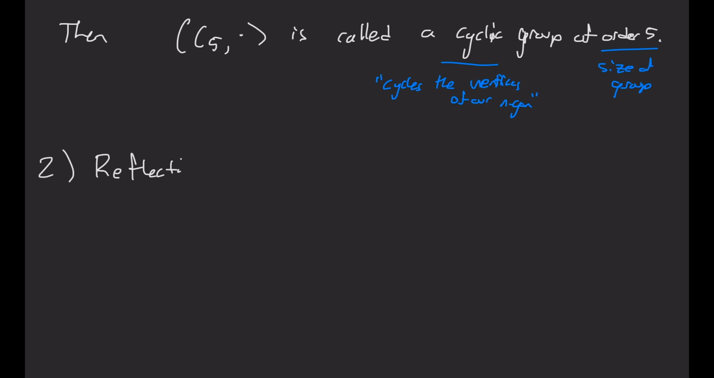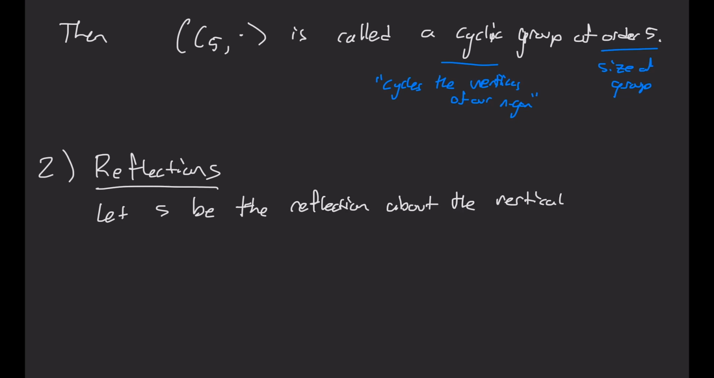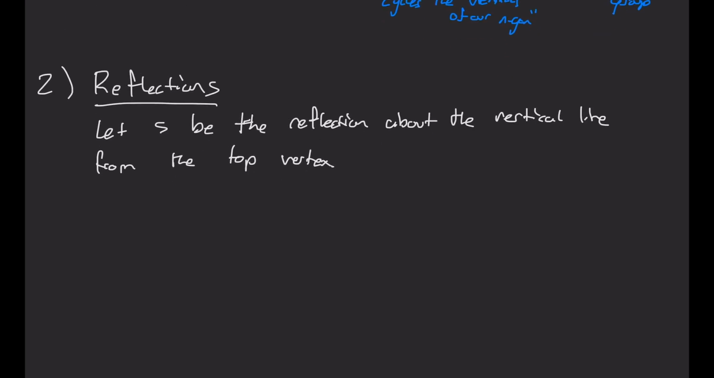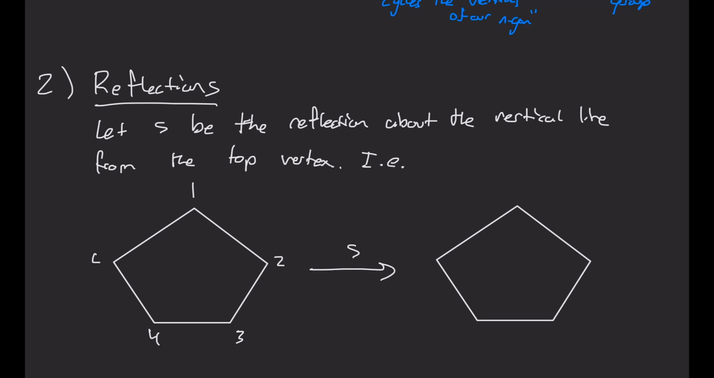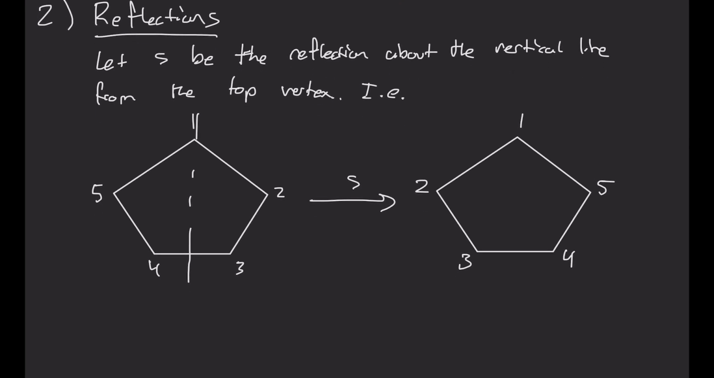Okay, so we talked about rotations. Let's talk about reflections. Now I'm going to denote by S the reflection across the vertical line that passes through that top vertex. So we can visualize that. Let's draw a couple pentagons and we'll label the vertices. So now we're acting by S. Now, if I reflect it, 2 and 5 will swap and 3 and 4 will swap, but 1 will stay the same.